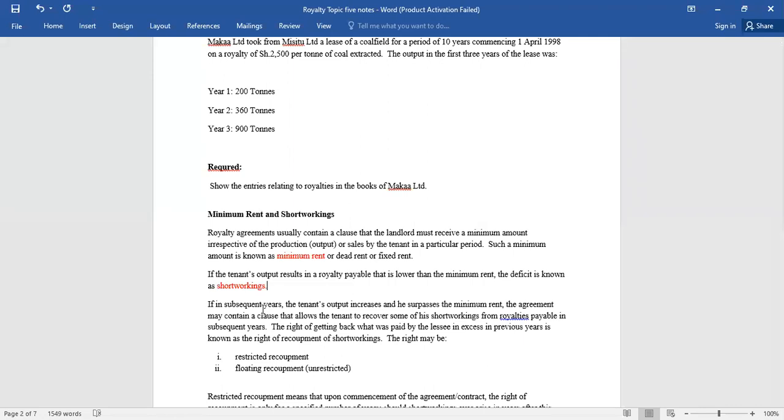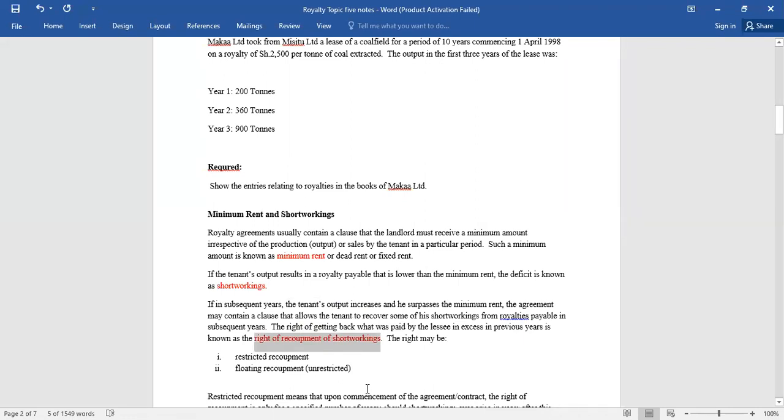If in a subsequent period, or in the subsequent years, the tenant's output increases and surpasses the minimum rent, our agreement, depending on what you had agreed initially, may contain a clause that allows the tenant to recover some of his shortcomings from the royalties payable in the subsequent years. Now, the right of getting back what was paid by the lessee in excess in a previous year is called the right of recoupment. So we have another term here. This is the surplus. So our surplus is called the right of recoupment of shortcomings.